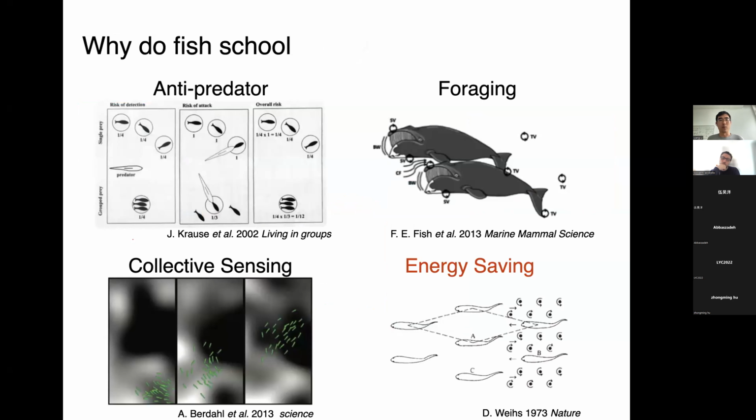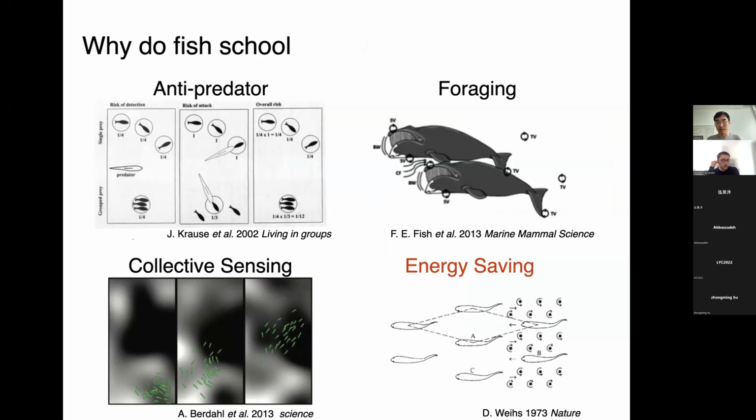The first question is, why do fish school? Well, this is a very big question. Biologists already have a lot of potential hypotheses. For example, individuals swimming in a group can have a higher chance to avoid predators, hunting in groups can have higher efficiency, and swimming groups can sense the environment more precisely and also quickly.